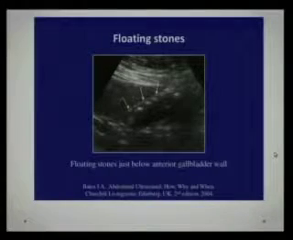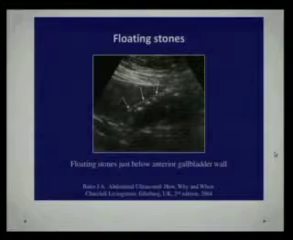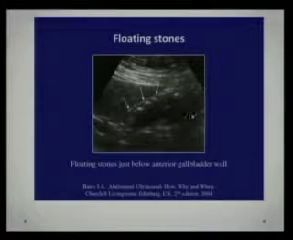Floating stones. Floating stones are those stones that are non-dependent. They may be seen along the anterior wall of the gallbladder. Posterior to that, you just have a bunch of shadowing. There could be more calculi. However, the anterior wall is separately visualized.